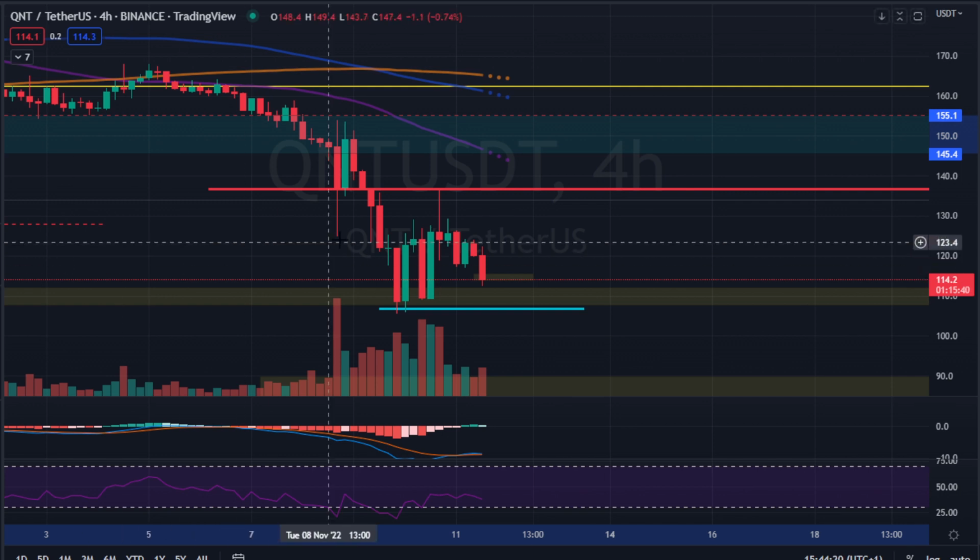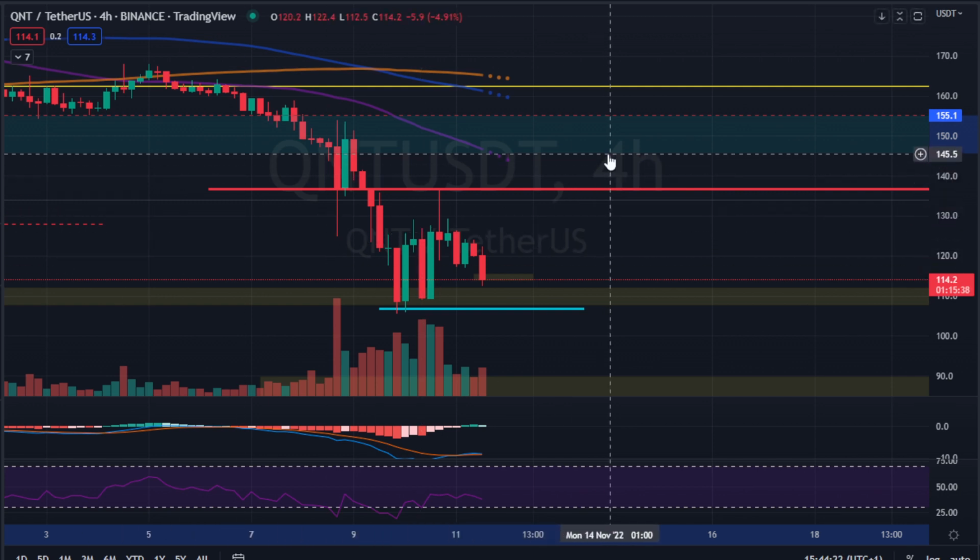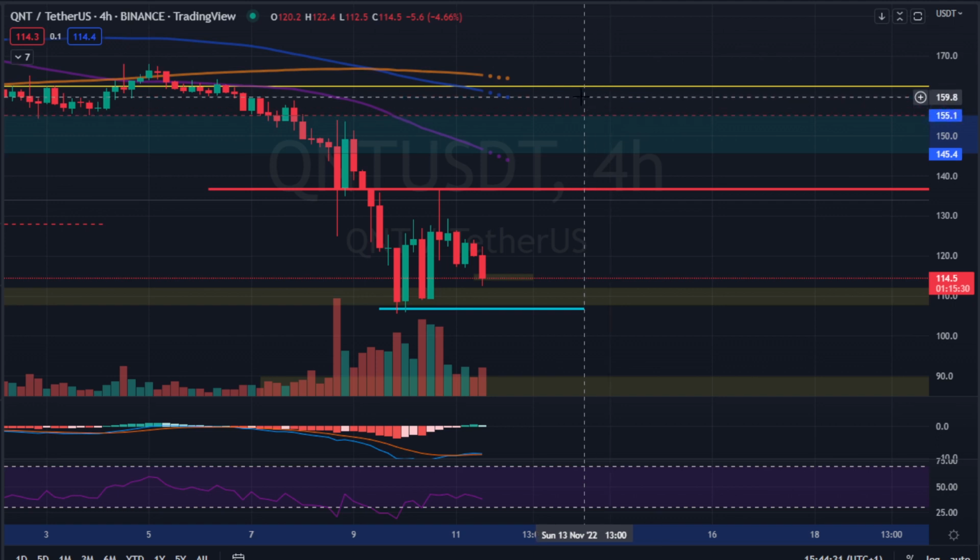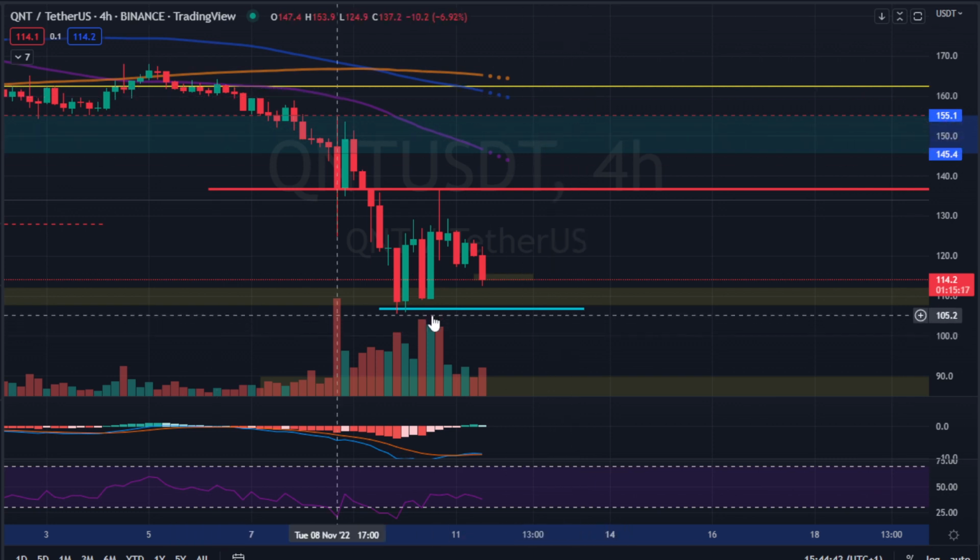We'll take it level by level, right? $145. If we see a 4 hourly candle close above $145, next one would be $155. I'm breaking it down for you guys, as detailed as possible when it comes to the shorter time frames, okay? And even the midterm, which we've gone through already.